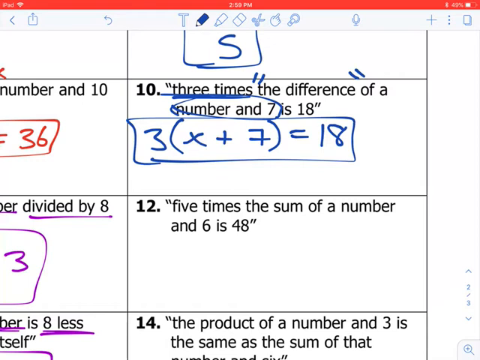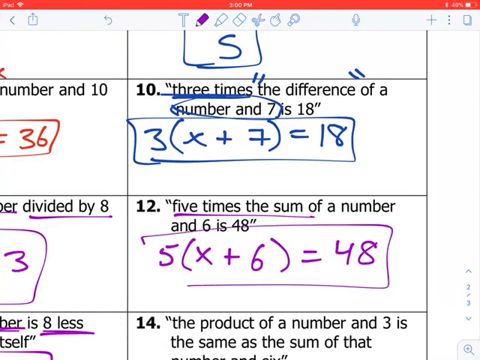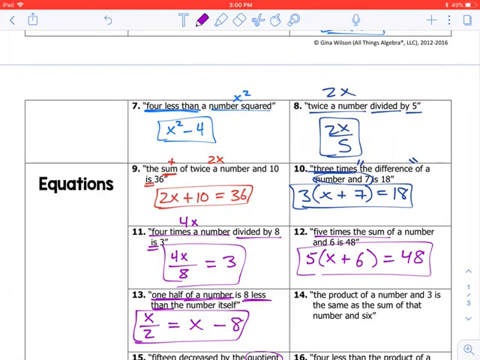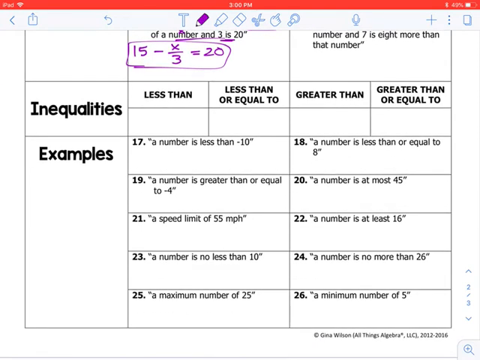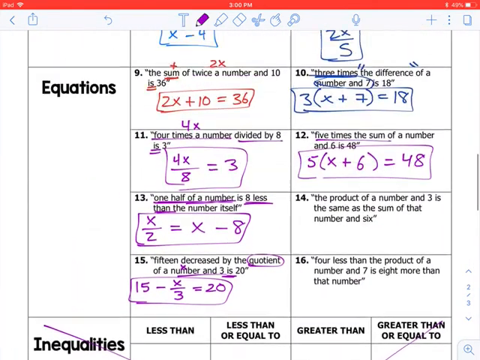3 times the difference. And here's another one. 5 times the sum. 5 times the sum means 5 times something where it's added. Of a number and 6 is 48. Okay, so those two are really important to understand. Okay, so we're going to talk about this stuff later, so we don't really need to talk about it right now. Inequalities are going to come later in the chapter.